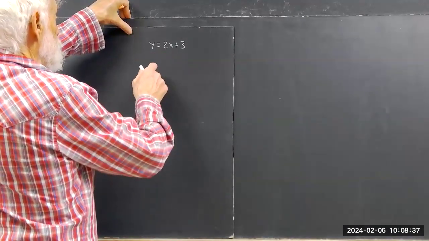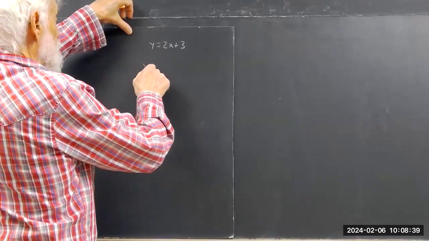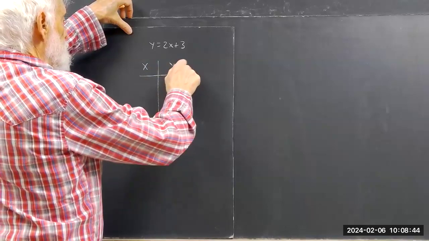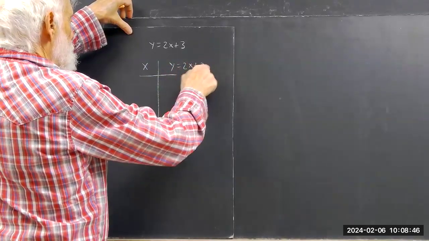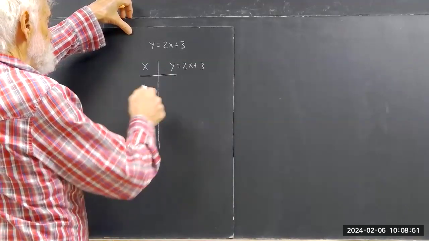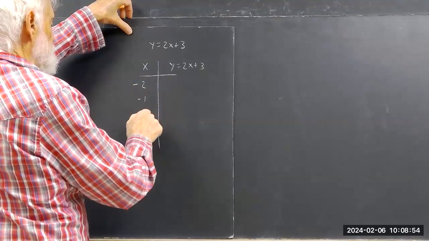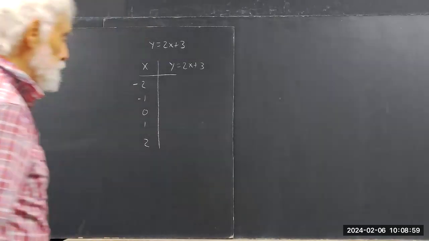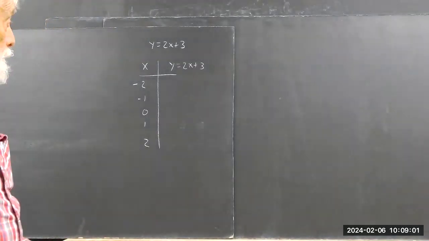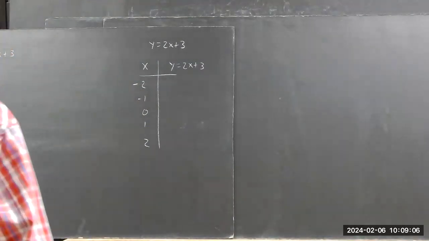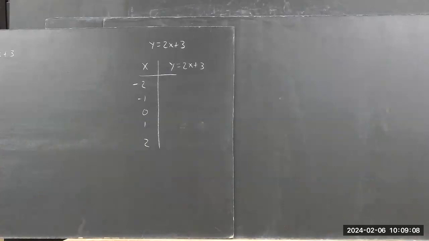Okay, if you got y equals 2x plus 3, though, we make a graph or table. Let's just say we're going to let x equal -2, -1, 0, 1, 2. Okay. So go ahead and fill in the right-hand side. Plug in each value of x into that equation and see what y is.